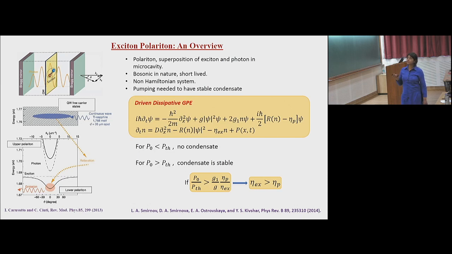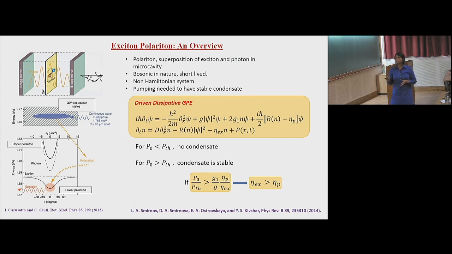But these polaritons, since they are a superposition of exciton and photon, inherit properties from both the excitonic as well as photonic components. And they get the lifetime from the photonic component, and it happens to be very short-lived, of the order of some picoseconds. So as such, these are dissipative systems and cannot form a stable condensate.